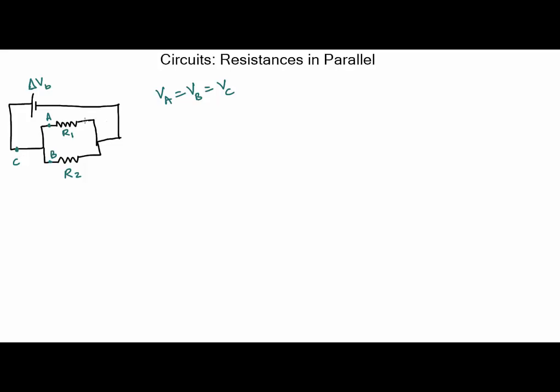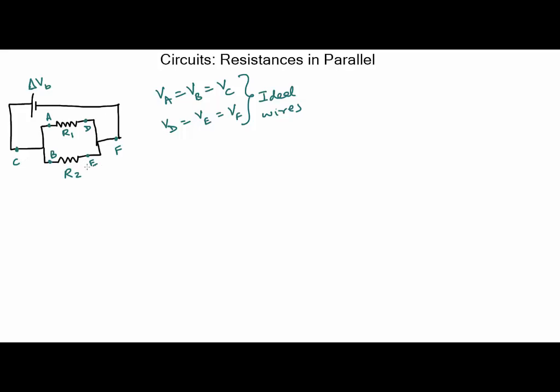Similarly, on the other end, we can see that if we have this point as D, E, and F, we can see that VD equals VE equals VF. And this is because these are all connected by ideal wires. Now clearly VA is not equal to VD because there's a resistance in between, which means there'll be a potential drop. And similarly VB is not equal to VE. Again, there'll be a potential drop.